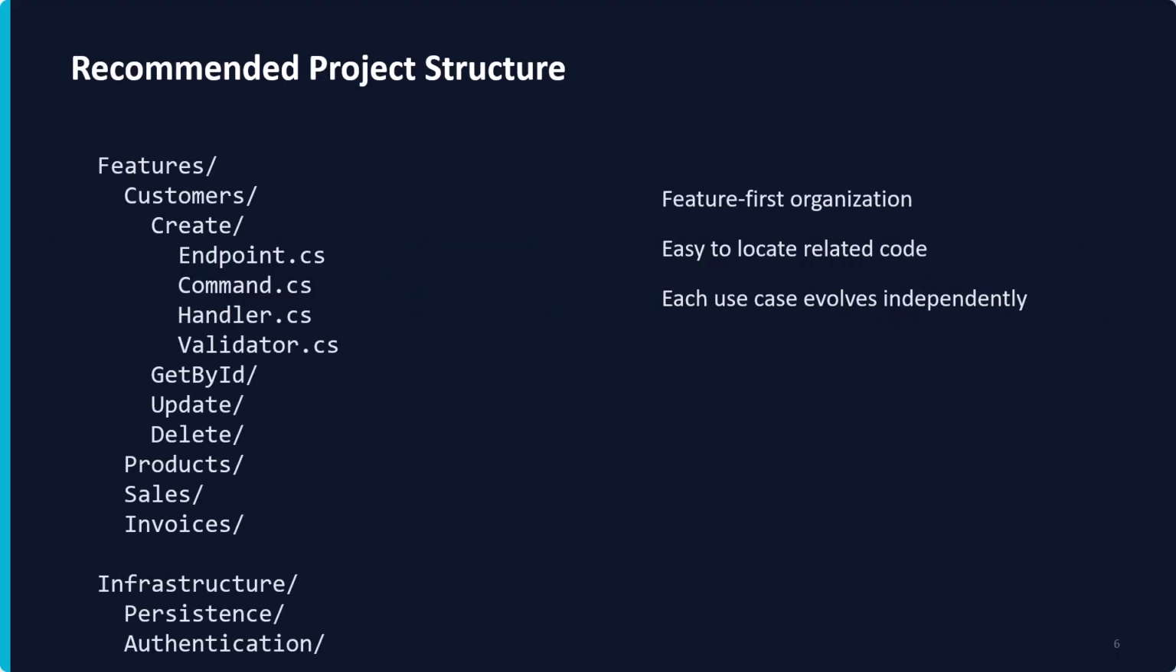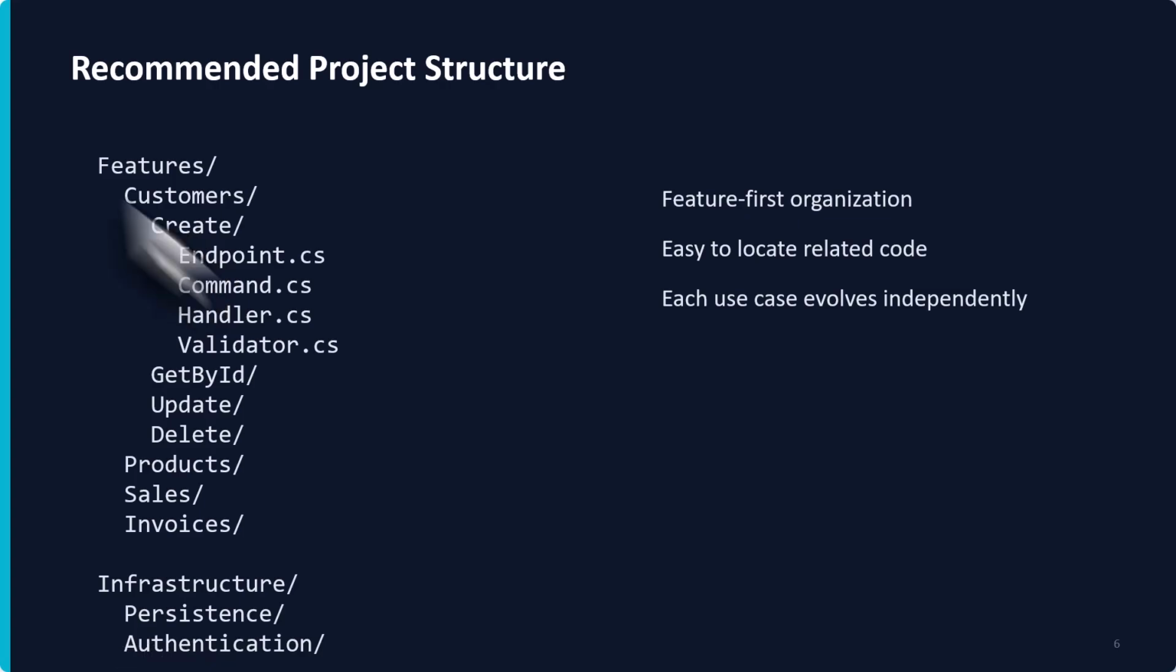Next, this is just an example of vertical slice architecture. I talked about features: features is the main folder. Under that we have customers. Under customers, create is another subfolder. Create is the operation we are going to do.